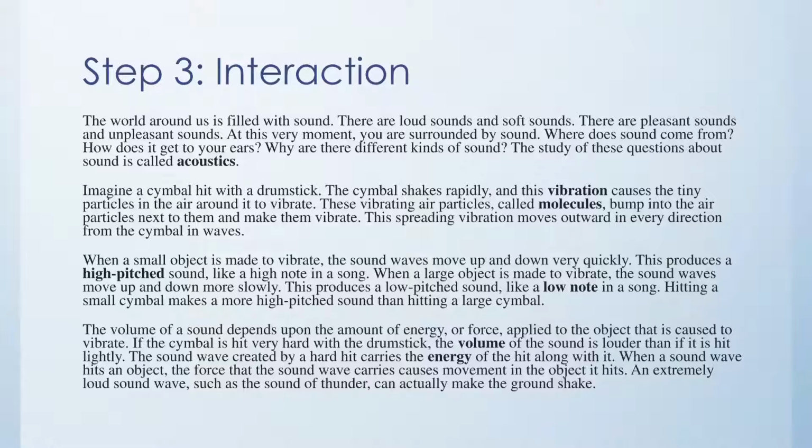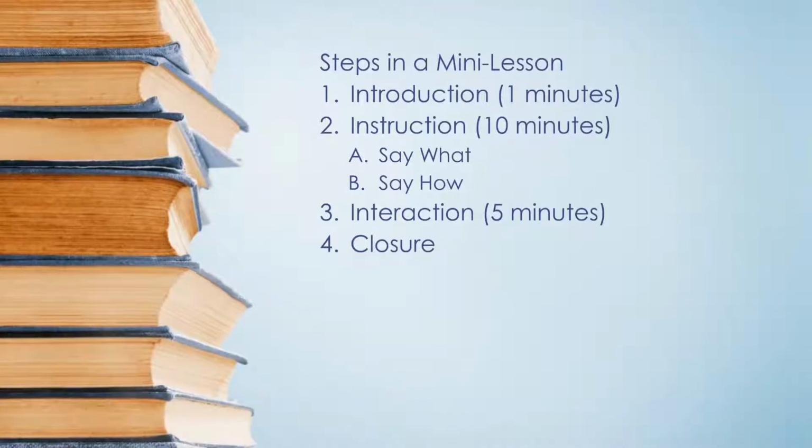Now, this was interaction, and you would have actually been speaking with your students. They would have replied to you. Let's review the steps in a mini lesson. The introduction is 1 minute. The instruction, the say what and say how, are 10 minutes, 5 minutes each. During steps 1 and 2, the students simply listen and observe. It is in the third step, the interaction, that they actually interact with you and you all work together to decipher the context clues.